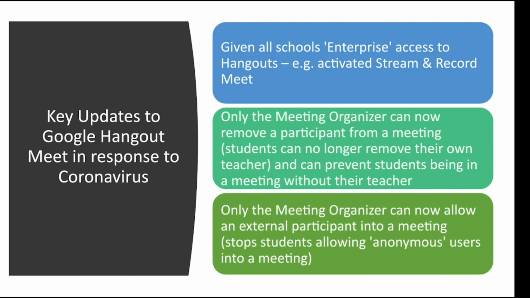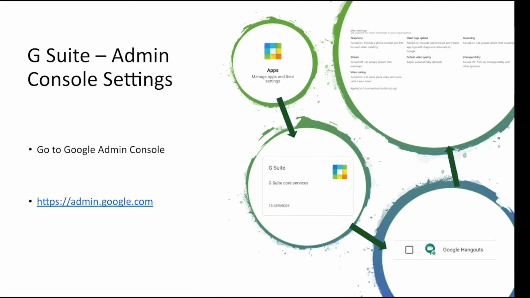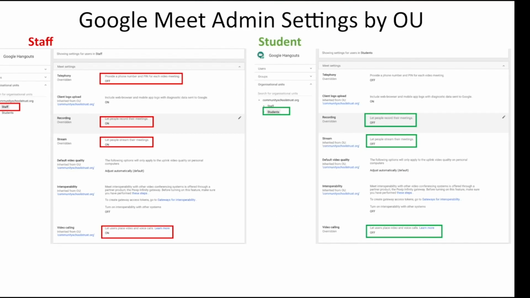So this would need to go to the super administrator within your school. And once they go to the admin console, they click onto the apps, they go to G Suite Core Services, they go to Google Hangouts, and then they go to Meet Settings, and that's illustrated in this slide. And these are the settings I would recommend. On the left-hand side in red is the staff settings, set at the staff organisational unit, and on the right, the student settings, set at the student organisational unit. And if you look, for example, the teachers can record a meeting, stream is switched on, and they're allowed to make video calls. Whereas for students, these are all switched off, and this is important.